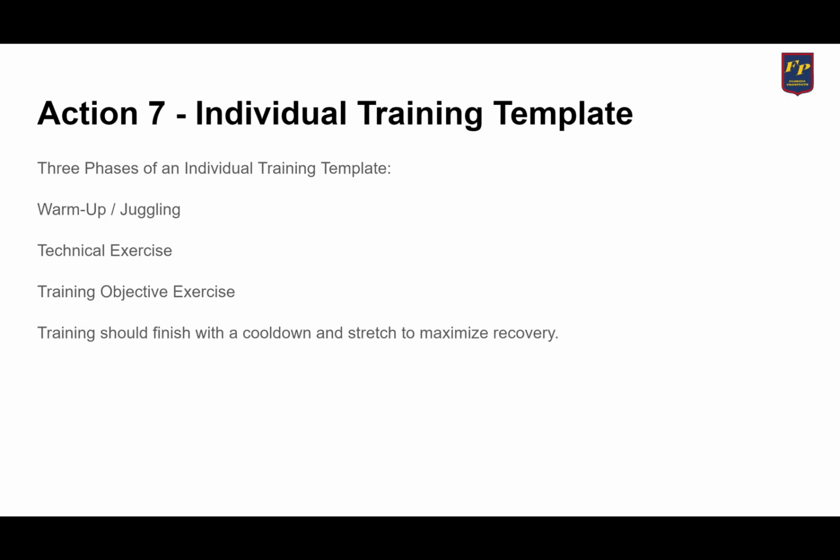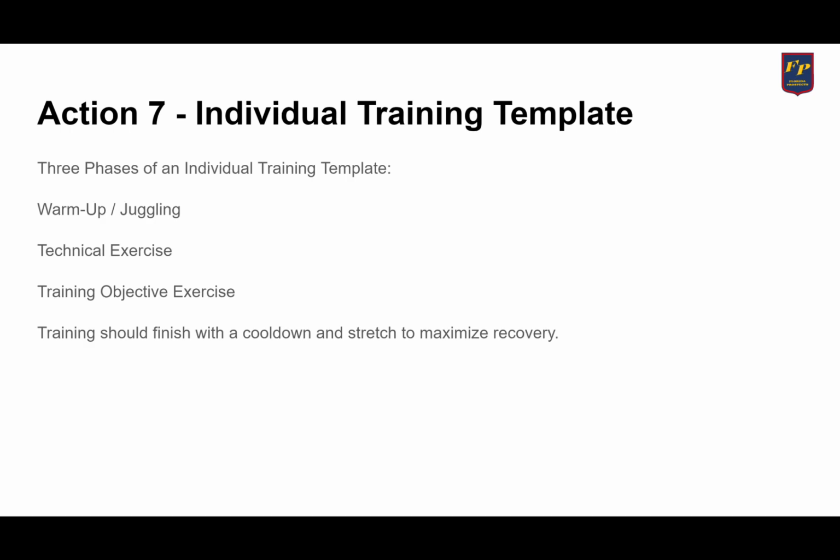The next one is the 3 phases, or this is how your training is going to be broken down. So when you have this individual template, there are 3 phases of this individual training template. There's the warm-up / juggling perspective. There's the technical exercise, and then there's the training objective exercise. The training objective exercise is centered around whatever you're trying to improve. So whatever, if that's your weakness or your strength or your weapon, that's what we're trying to improve. The last thing you should finish with is a cool down and stretch to maximize recovery.